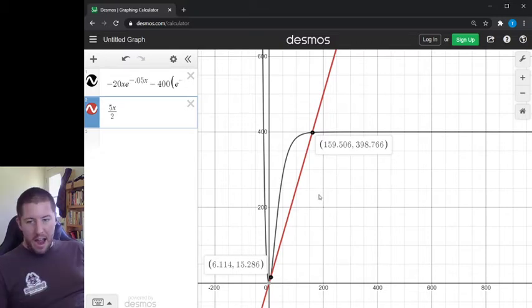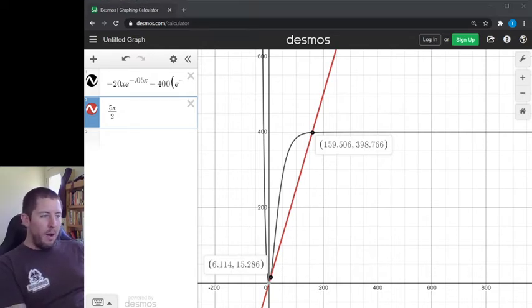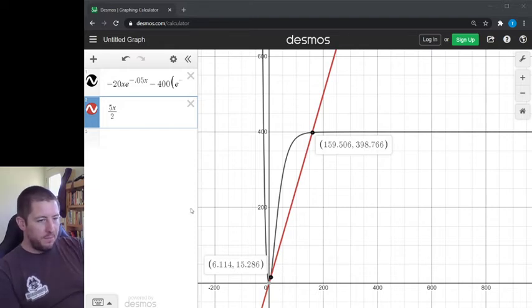So let's take a look at our graph, see that these are what we expected them to be. And then I just want to show you guys one other thing, since it's cool to talk about weird product rule stuff that's in a different setting right here. So I'm seeing my solutions of about 6.1, about 159.5.